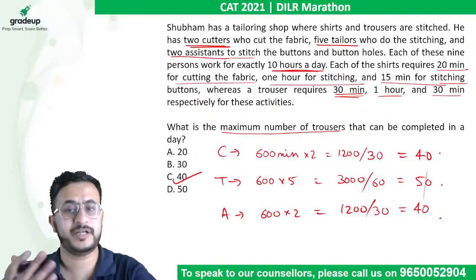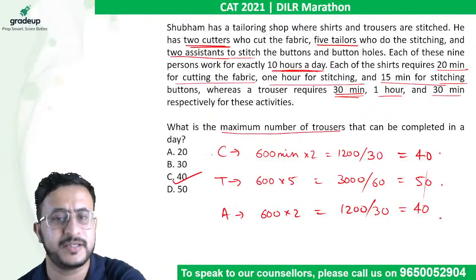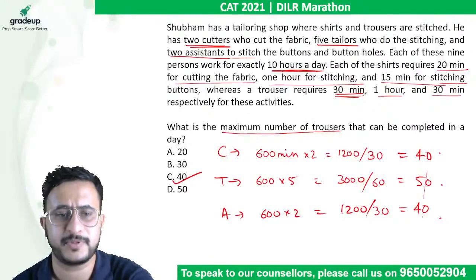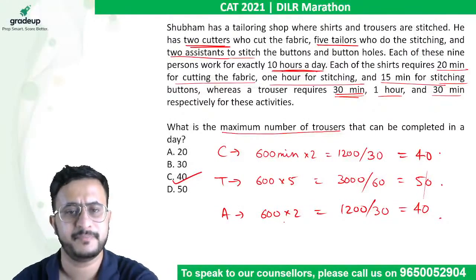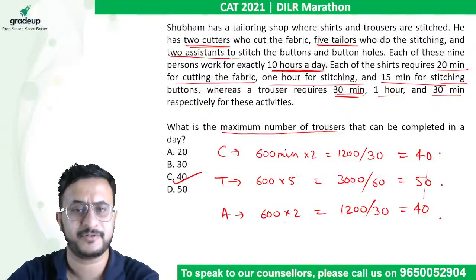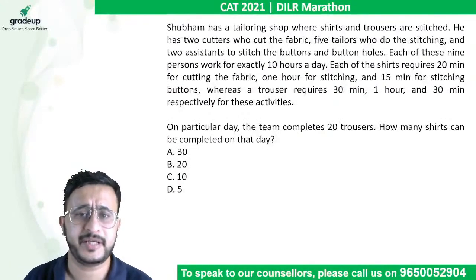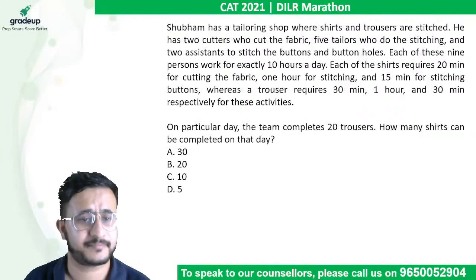ठीक है, क्योंकि 40 ट्राउजर्स में सारी एक्टिविटीज हो सकती हैं, ये टेलरिंग वाली एक्टिविटी 50 ट्राउजर्स में हो सकती है, बट इट इज नॉट पॉसिबल इन ऑल, सो वी विल पिक द मिनिमम ऑफ दिस। ठीक है, ये ऐसे करते हैं वर्क वाली प्रॉब्लम्स। On a particular day the team completes 20 trousers, how many shirts can be completed on that day?